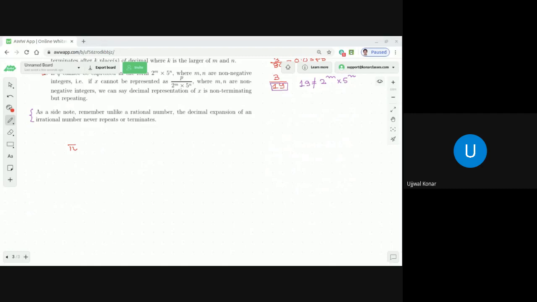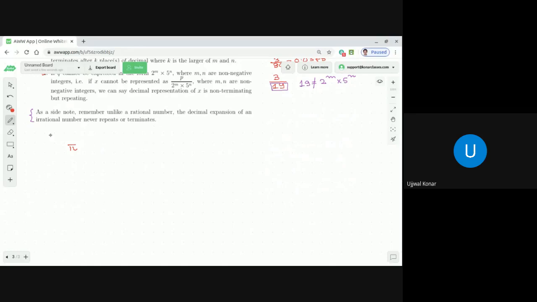And its definition is that it is a ratio of a circle's circumference to its diameter, and its value is mentioned. If you see the value, its value never terminates, and it doesn't repeat as well. How is it actually formed? Let me give you a little background about how the number pi is formed.